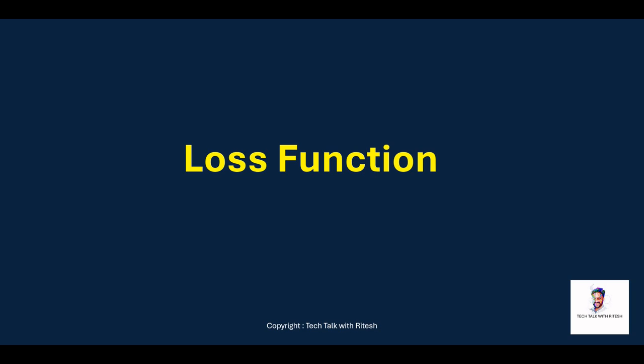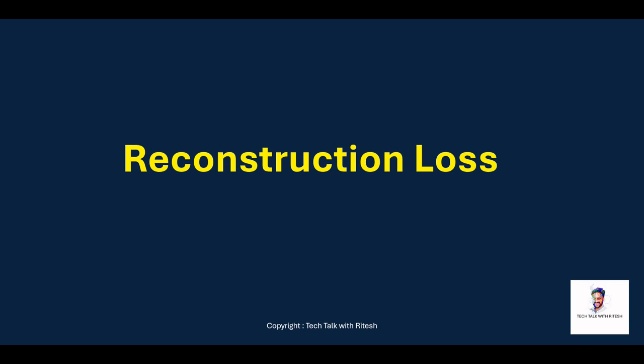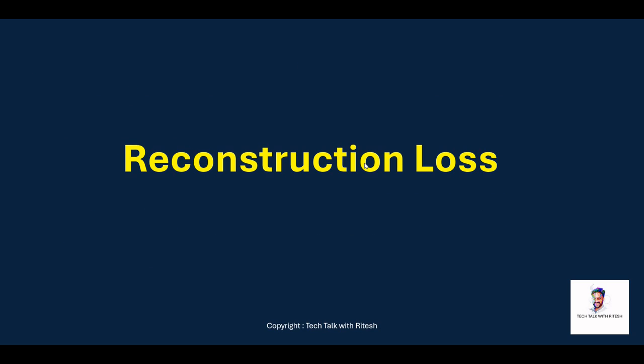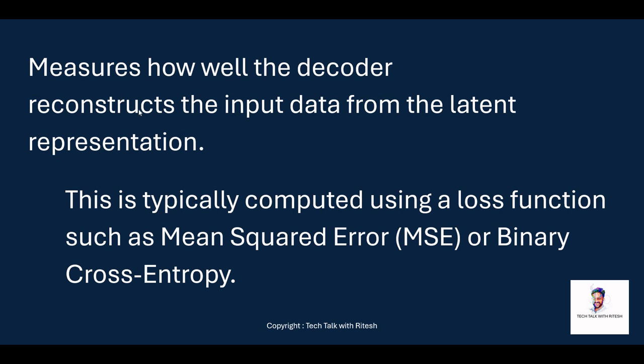Okay, loss function. What is the loss function here? So there are types of loss functions. Reconstruction loss is the first one. It measures how well the decoder reconstructs the input data from the latent representation. This is typically computed using a loss function such as, and let's not go into detail on these terminologies, but yeah. So basically reconstruction loss measures how well the decoder reconstructs the input data from the latent representation.